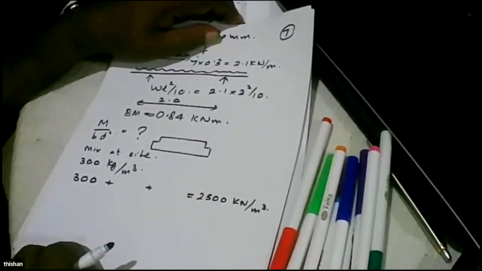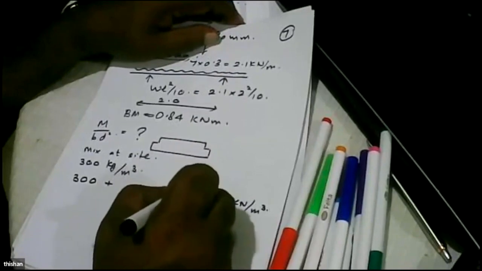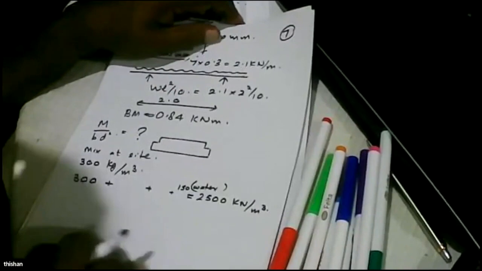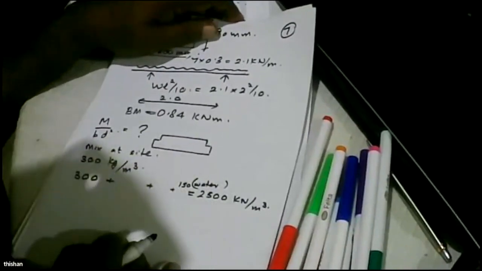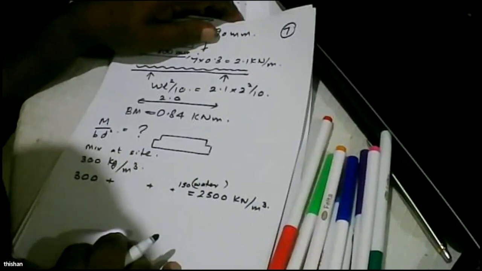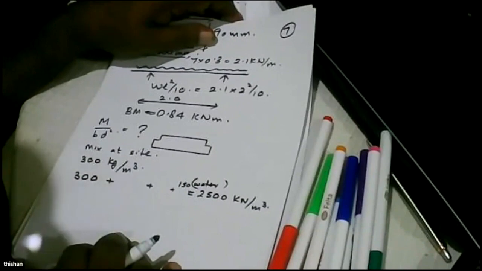So what we can do is use an admixture and use about 150, because we are doing a precasting operation, we are not transporting concrete. So we can easily go for a fairly stiff mix and use the poker vibrator and compact it. So we can go for a water content of about 150.